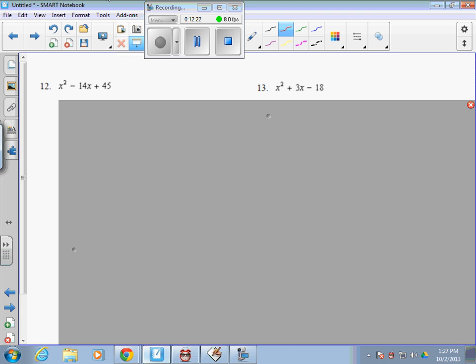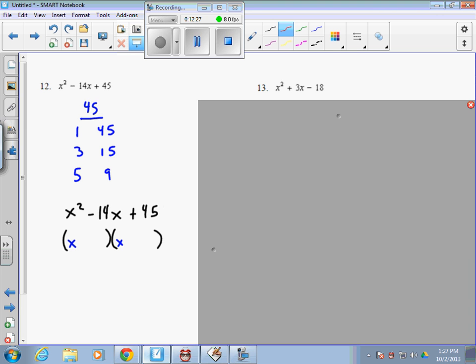So it says x squared minus 14x plus 45. Again, you need to find the factors of 45. 1 and 45, 3 and 15, 5 and 9. Which one of those sets can you add together to get the number 14, the middle number in the trinomial? 1 and 45 is either going to give you 44 or 46. 3 and 15 is either going to give you 12 or 18. 5 and 9 is either going to give you 4 or 14. So we have to use the terms 5 and 9. That's the only ones that are going to give us that number 14.